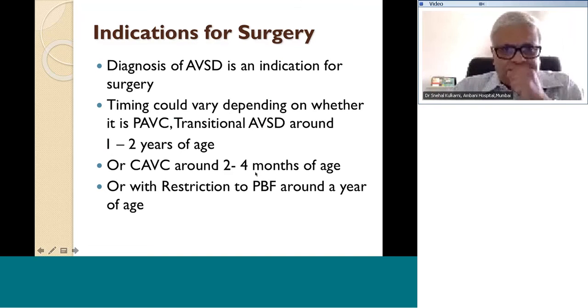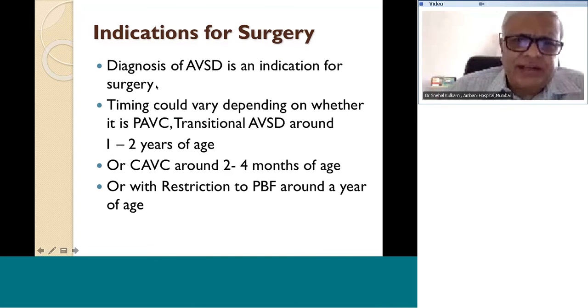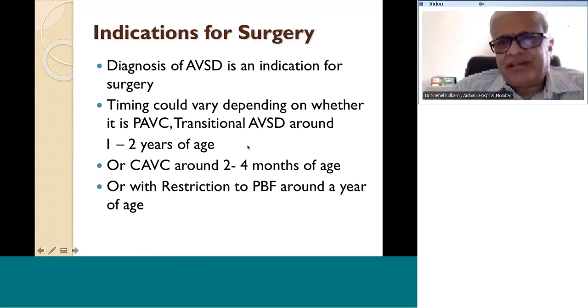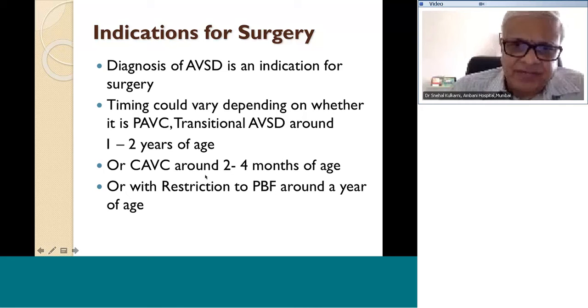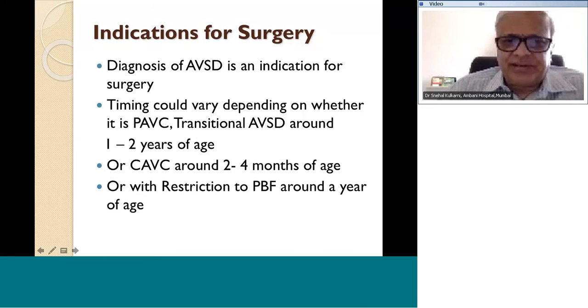So indications for surgery and timing for surgery. The diagnosis of AVSD is an indication for surgery. Timing could vary depending on whether it is a partial or transitional AV canal, which is basically a low pulmonary blood flow lesion, with PA pressures being normal. Maybe we can perhaps do it around 1 to 2 years of age, but certainly complete AV canal is one which is corrected very early in infancy, at least between the age of 2 to 4 months. So if it's restricted pulmonary blood flow due to whatever reason, perhaps we could still wait around a year of age.